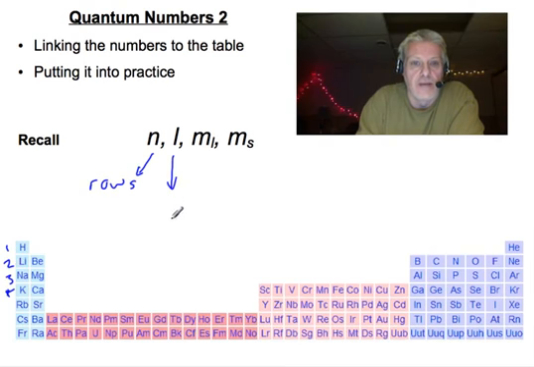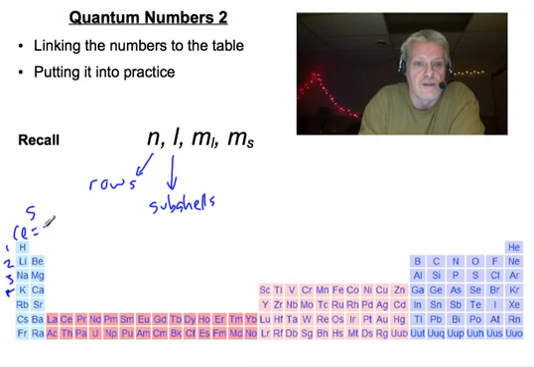Remember l, I mentioned, breaks things down into subshells. And so this is an important link. This is the s block, and in the s block, l equals 0. That's always the case. So beryllium, for example, the last electron that goes in to make up beryllium would have a quantum number l equal to 0.